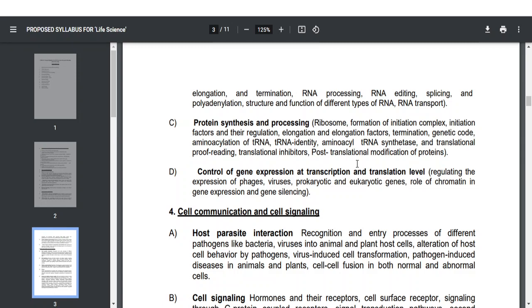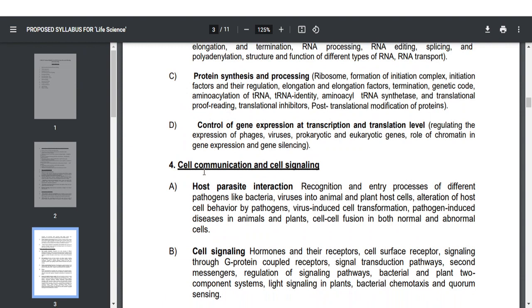You need to know about translation initiation, elongation, and termination, the genetic code, the aminoacylation process, the translation proofreading process, translation inhibitors, and post-translational modification. So for translation, you can refer to James D. Watson's book. In that book, they give more detail about translation inhibitors and post-translational modification of proteins. Again, you can refer to the Thermo Fisher Scientific website. They have given detailed notes about post-translational modification of proteins.